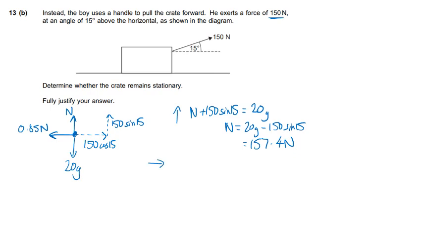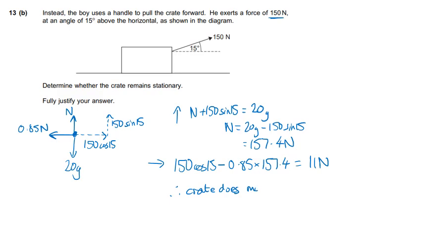So horizontally then, let's just think about the forces. To the right, we've got 150 cos 15, and then to the left we've got 0.85 times the normal force, which was 157.4. And if you work that out, you get about 11 newtons. So therefore, there is a positive resultant force to the right. So the crate does move this time.